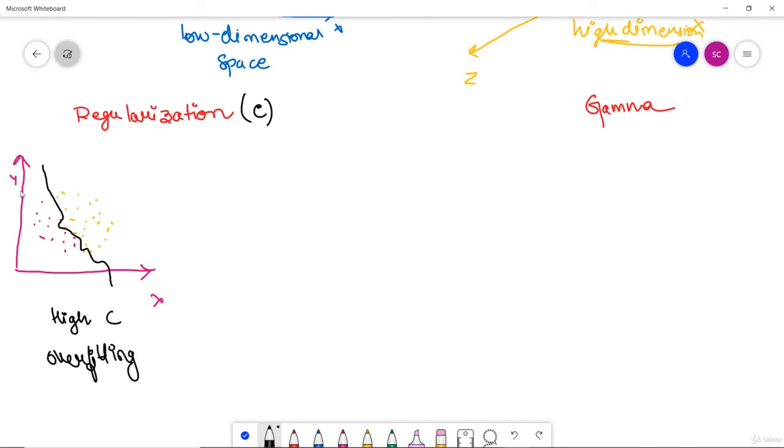Whereas low regularization is just a simple line drawn without checking the classes or the features which are there. So that turns out to be low regularization, when a simple line is drawn. This is for low. Next we come to gamma.